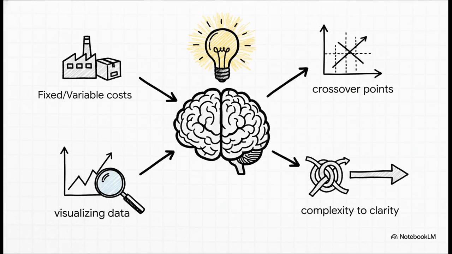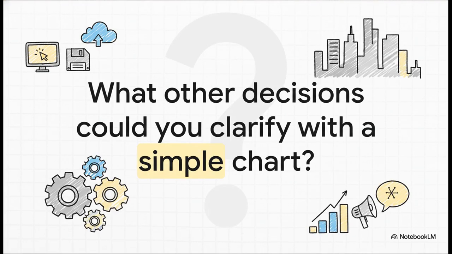So just remember, this kind of analysis is about way more than just finding a single right answer. It's about deeply understanding the relationship between how much you produce and how much it costs. By finding those tipping points and creating a visual map, you can navigate these complex decisions and become a much smarter, more strategic leader. And that's our explainer.